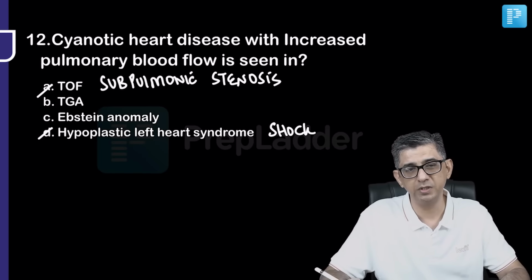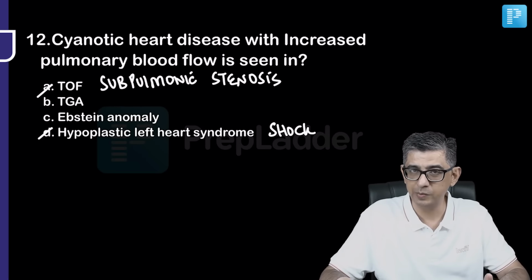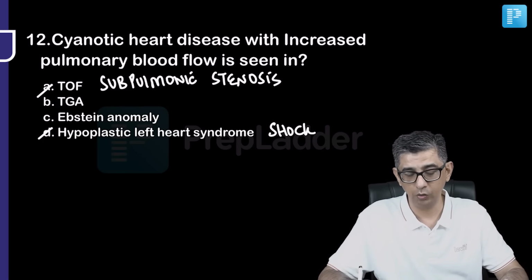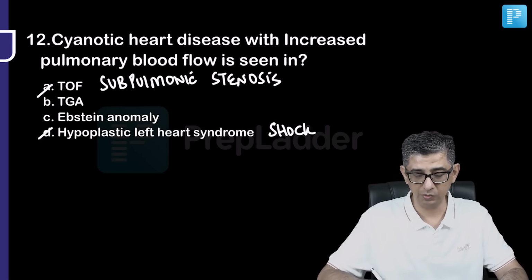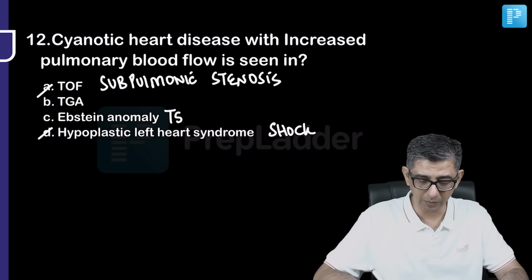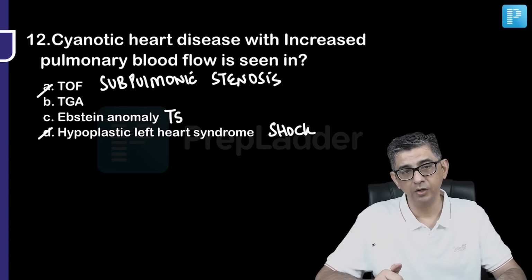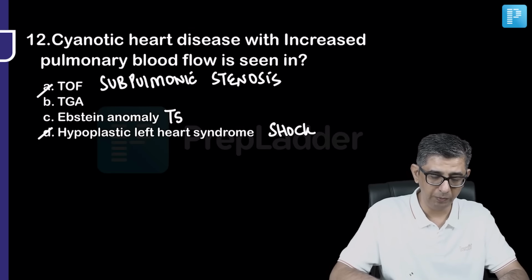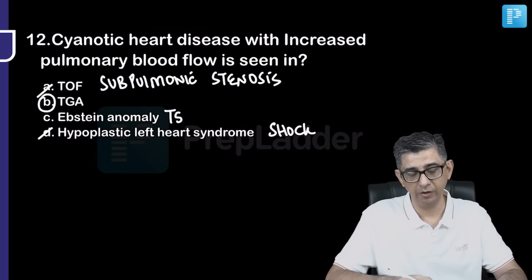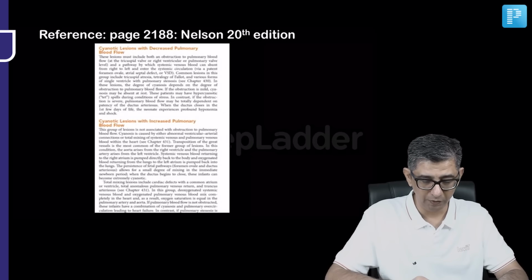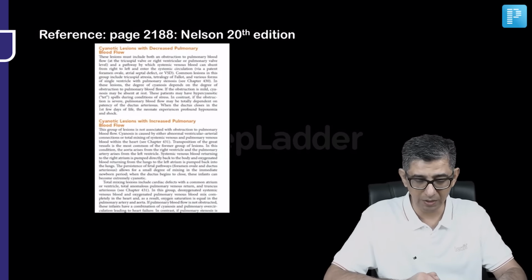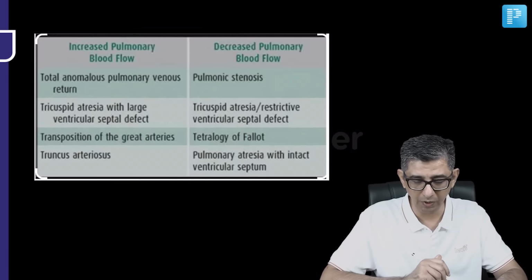We are left between two options, TGA and Ebstein anomaly. Then in Ebstein anomaly, where we read about atrialization of the ventricles per se, there could be concomitant tricuspid stenosis. So that can explain that overall the blood supply to the lungs would also be lesser. The correct answer for this question is option number B. And when you will be reading about this data in pediatrics as well, you will always read about two descriptions: cyanotic heart disease with decreased and with increased pulmonary blood flow.